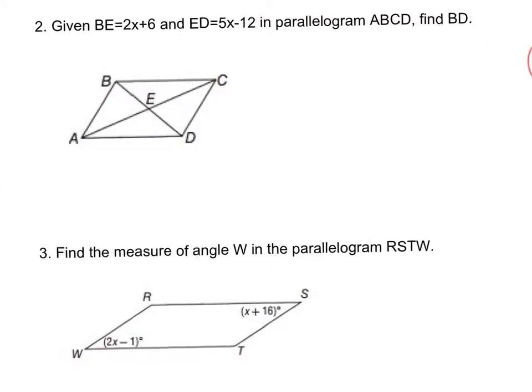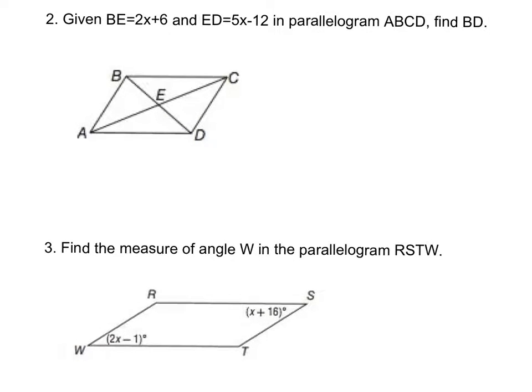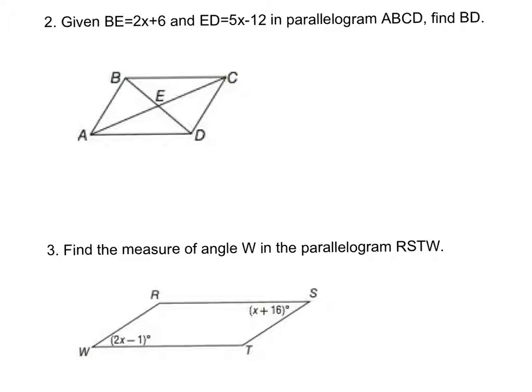Okay, so let's look at problem 2, where we're dealing with this parallelogram. So it says BE is 2x plus 6. So BE is this segment right here. And ED, which is this segment right here, is 5x minus 12.